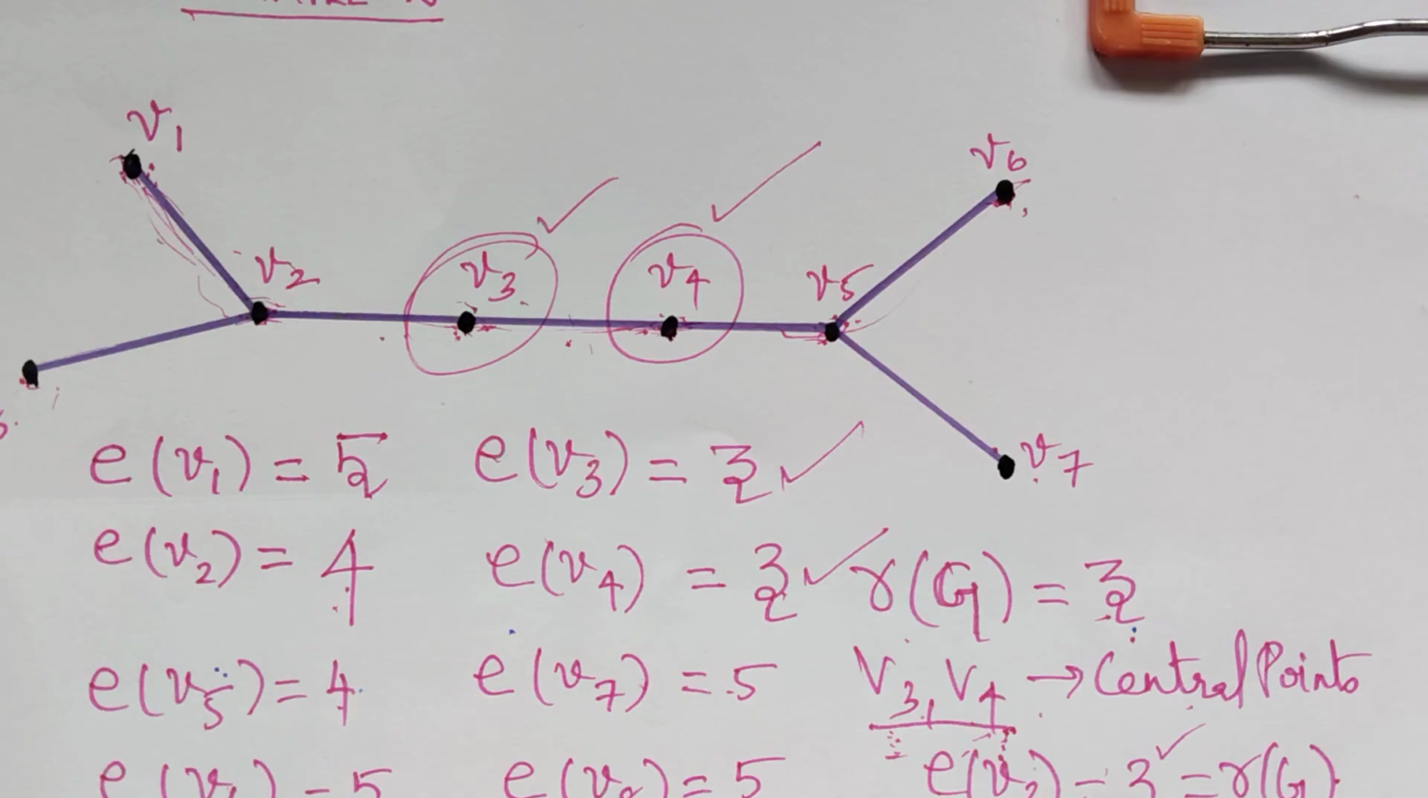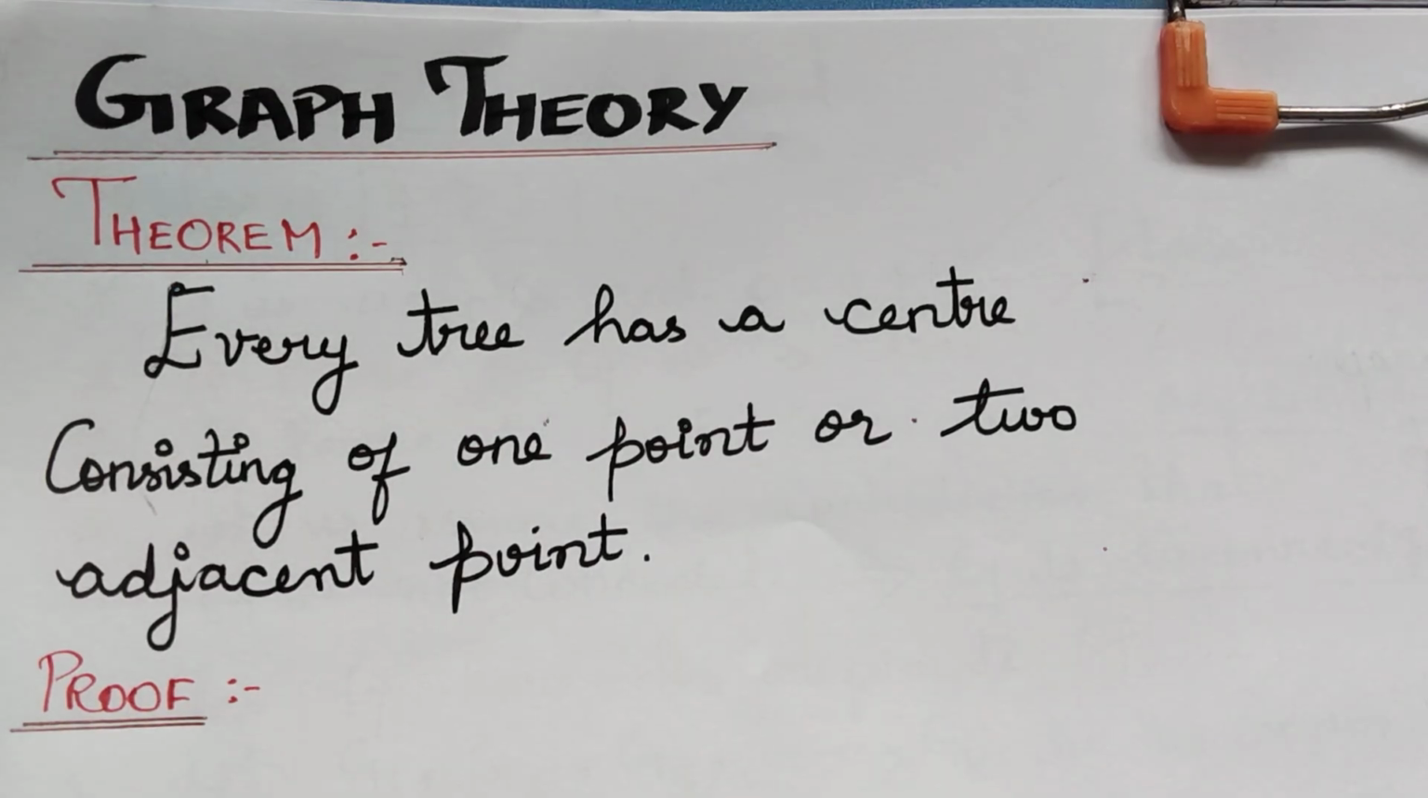Now this concept we are going to prove as a theorem. So the theorem statement is, every tree has a center consisting of one point or two adjacent points. We just now saw two examples, where the center was one point in one example, and in another example there were two center points which were adjacent to one another.